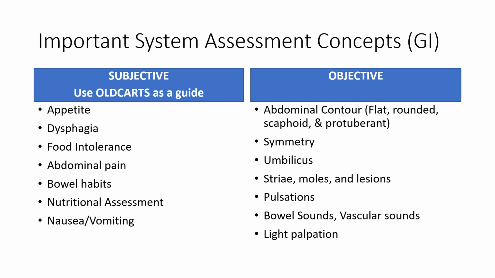For objective information, you have the abdominal contour of the abdomen. There's a really good picture in your book that shows what a flat abdomen looks like, a rounded, scaphoid, and protuberant, and it's a really good diagram, so I'd recommend looking at that. Also, symmetry of the abdomen, the umbilicus. Do you have any striae, moles, or lesions of the abdomen? Any abnormal pulsations, bowel sounds, and vascular sounds, and also light palpation.